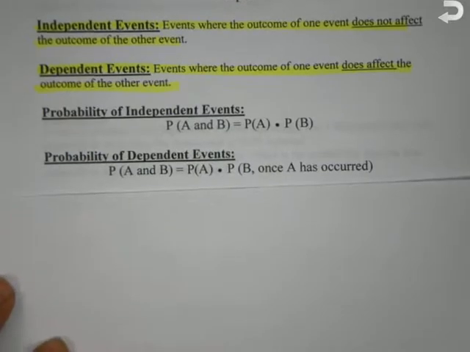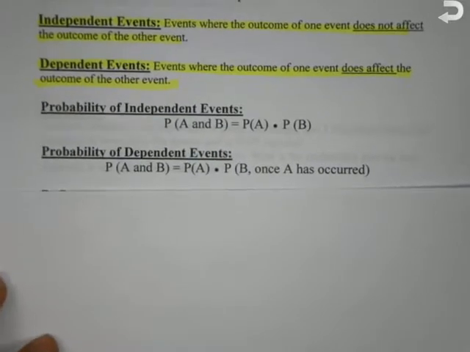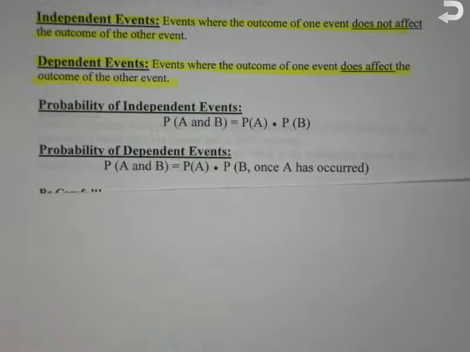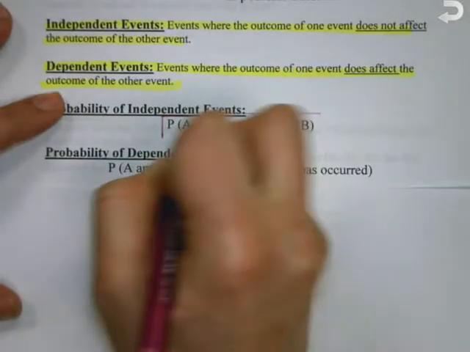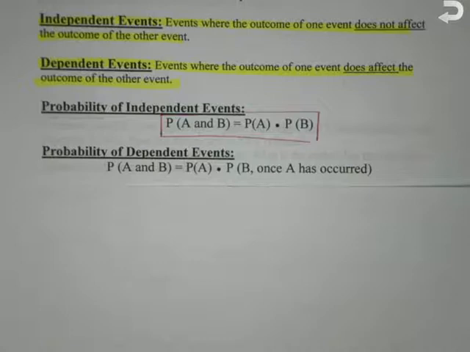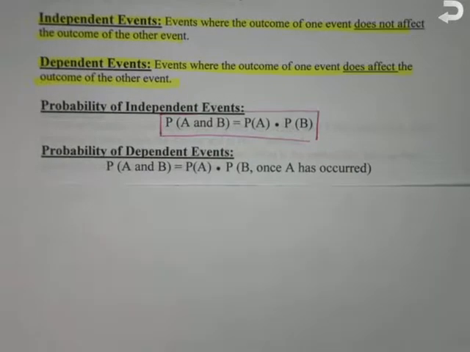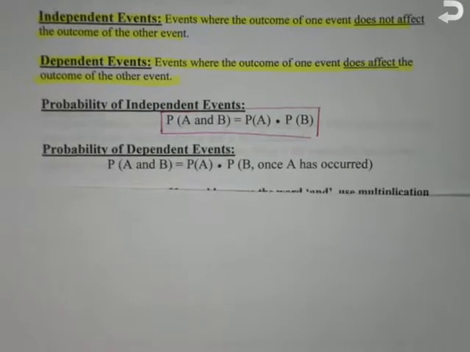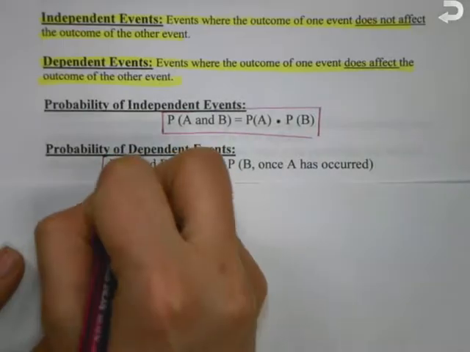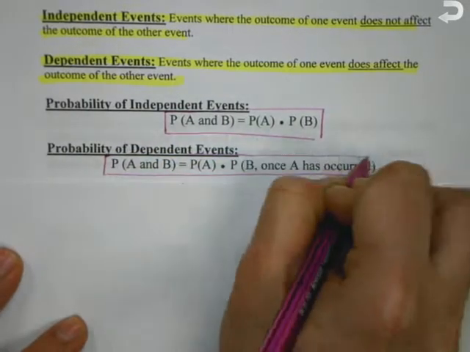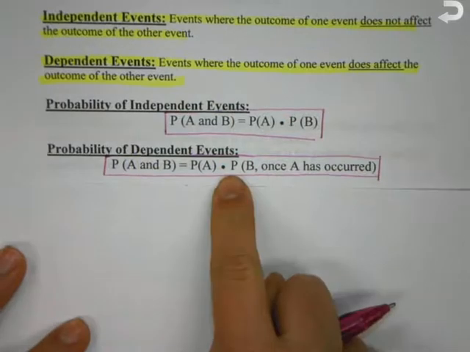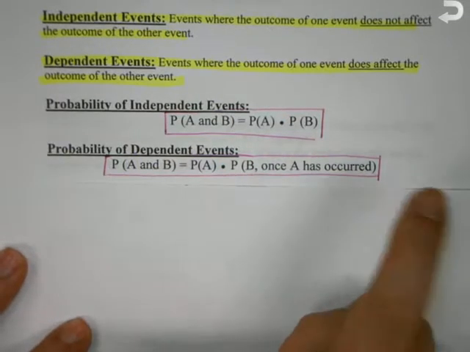Probability of independent events is basically the same as what we've been doing before. If the word is and, you're going to multiply the two together. So it's exactly what we've been doing before. We have only been working with independent events so far. Okay? Dependent events is a little bit different. So you take the probability of the first event A times the second event B after A has occurred. So usually B is altered a little bit.